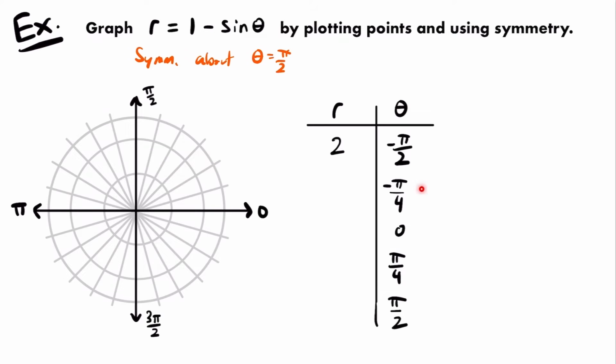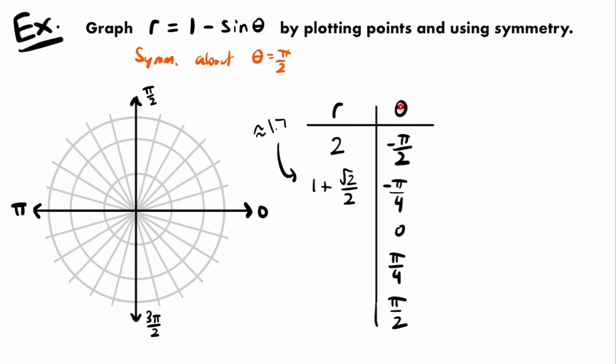Then for theta equals negative pi divided by 4, if we plug that into this function, sine of negative pi divided by 4 is the negative square root of 2 divided by 2. So we'll be subtracting that value, so we'll have 1 plus the square root of 2 divided by 2. So our value of r is 1 plus the square root of 2 divided by 2, which, by the way, is approximately equal to 1.7.